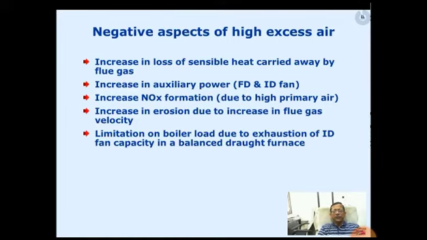And finally, when we are using more air, that means we are reducing the furnace temperature.